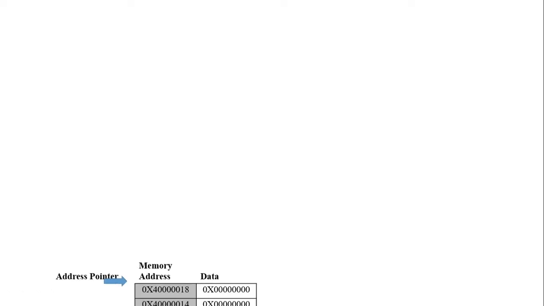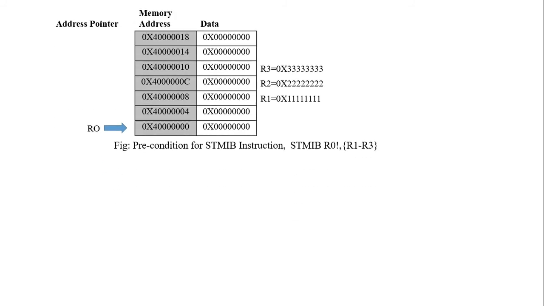Similarly we can see increment before. How will it be there? Before execution of the STMIB instruction, I consider again the same memory address locations. The base pointer R0 register is pointing at location 0x40000000. Initially all the memory locations contain 0. Our aim is to store the R1 to R3 values in these memory locations.